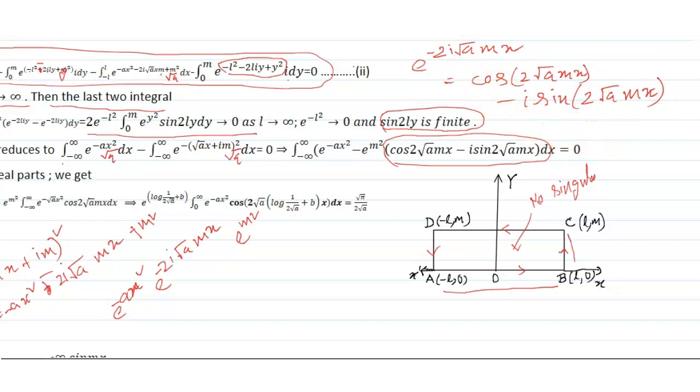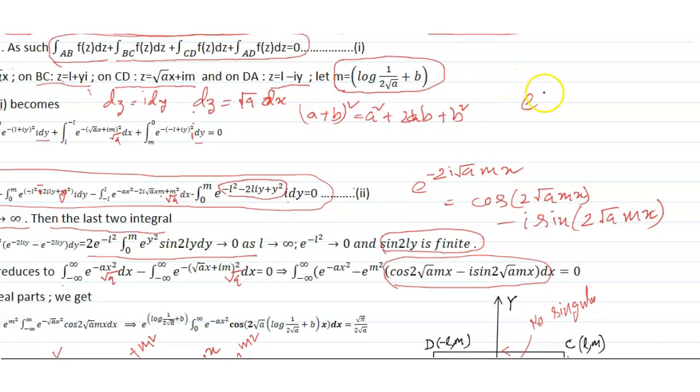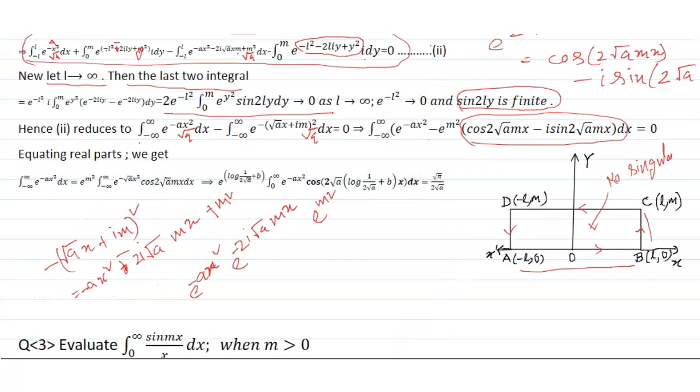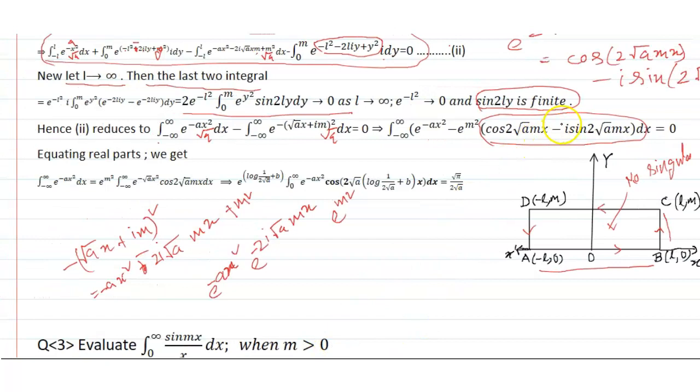Because the formula is e to the power ix is equal to cos x minus i sin x. This is de Moivre's theorem. That's why I just put it in here and I get this value, and this value equals 0.